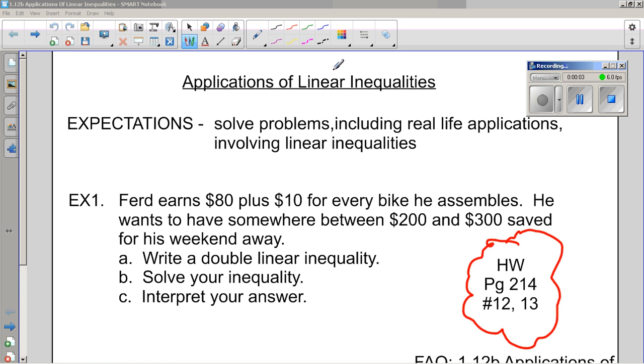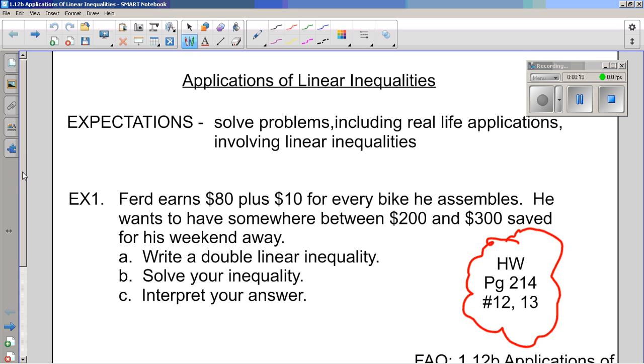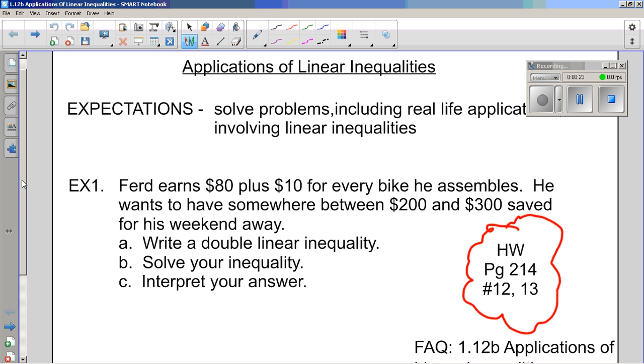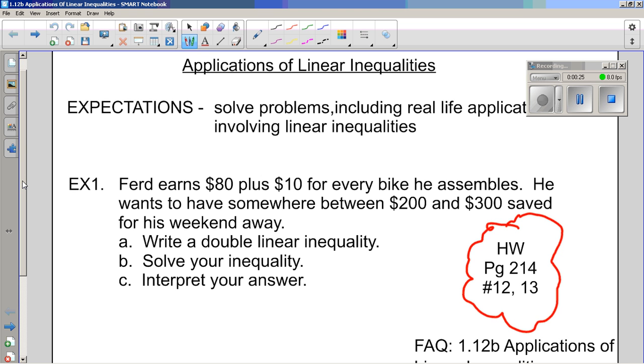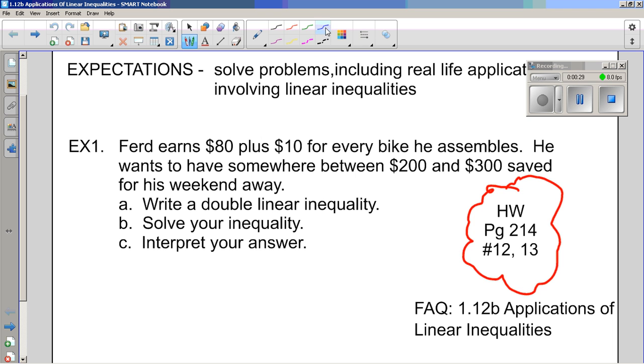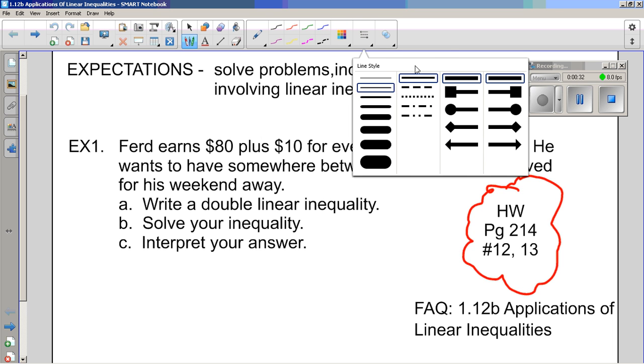Part two-ish of lesson 1.12. This is the second little bit of business. Applications of linear inequalities. We've been dealing with inequalities, linear and polynomial, the last little while, and here are some applications. And this is going to lead us into tomorrow and the next day's stuff on polynomial inequalities. This is a linear inequality, but this one will be short and sweet. Easy peasy. Well, I think so anyway.